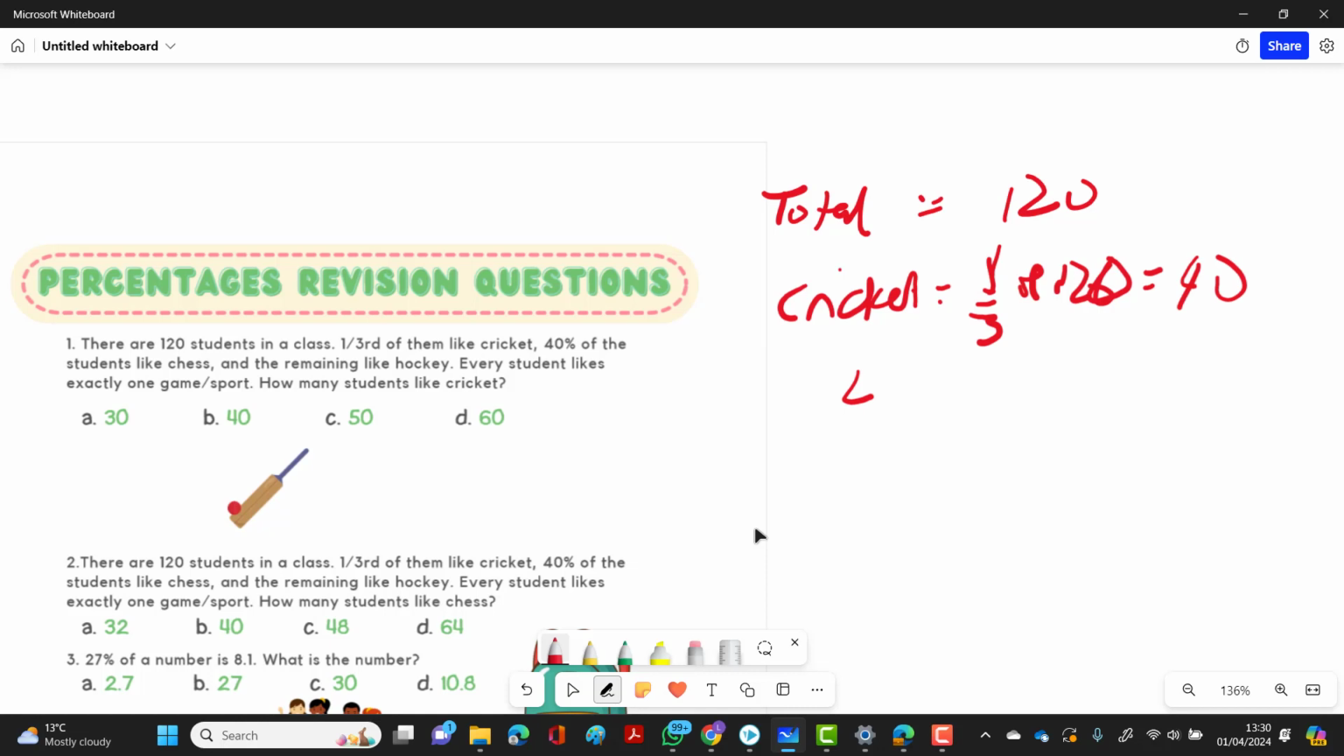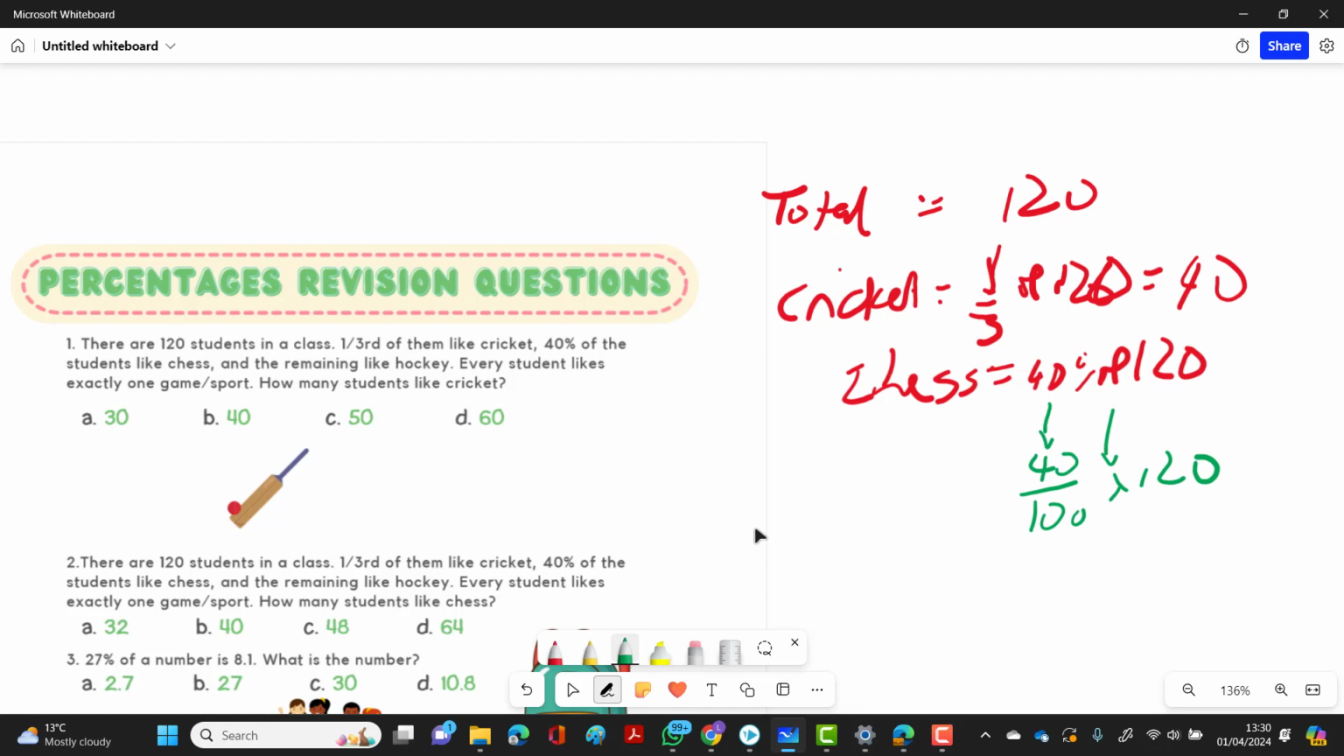40% like chess. So that equals 40% of 120. How do you work out 40% of 120? 40 over 100 of means times 120 over 1. Cross off the matching zeros. 4 times 12 is 48. So that is 48.